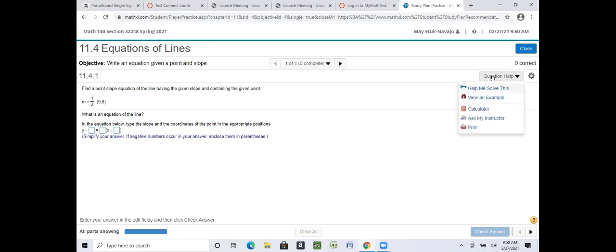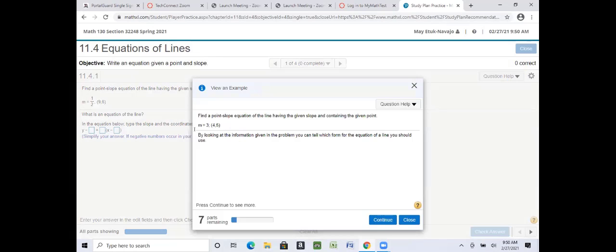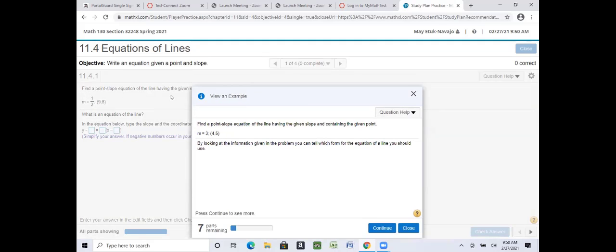So there's a question help here. You can say view an example. You can actually send that question to me directly, but view an example would be the best choice once you get to this point, because it would give you a very similar problem. If you compare this problem with the one you already have here, it's the same problem, except they're giving you a different slope and a different point.